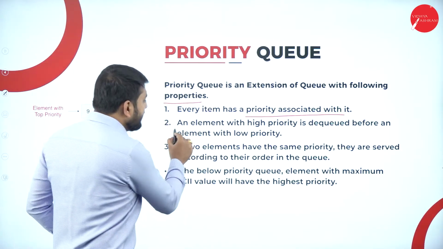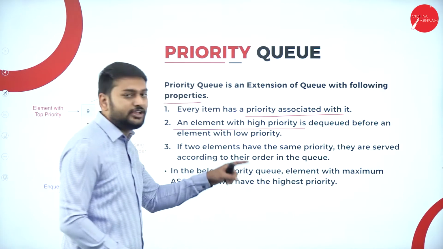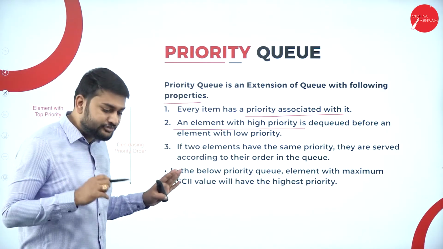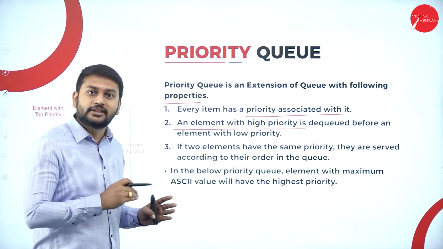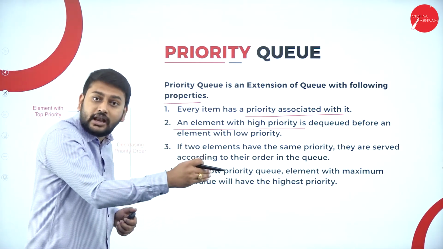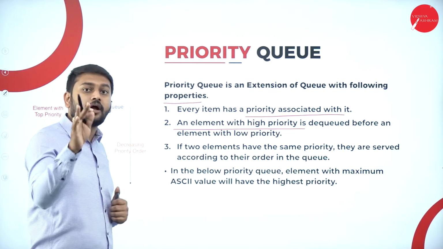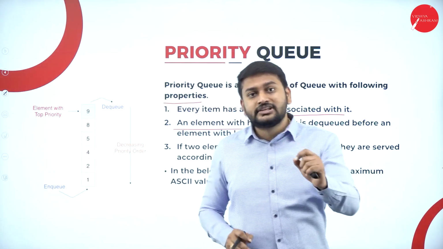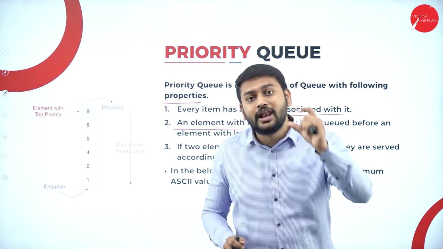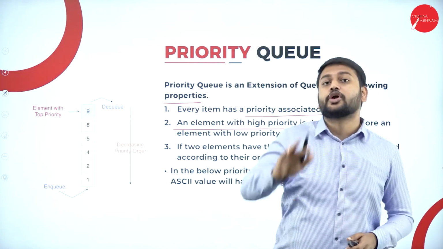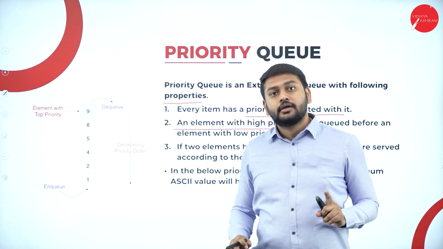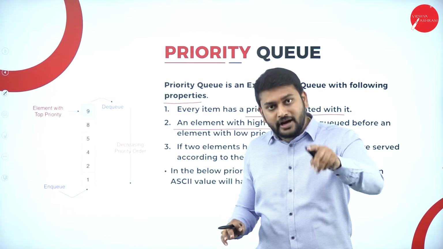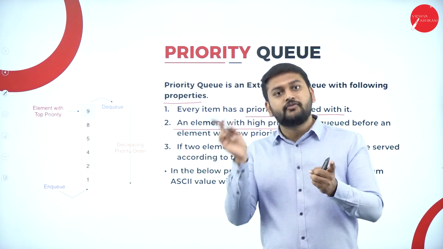Second point, an item with the highest priority is dequeued before any item with the lowest priority. You have already seen in the previous concept that deletion always happens at the front end. But when it comes to the priority queue, the deletion, that is dequeue, will always happen with the element which has the highest priority, not at the front end. The element which is at the front end is not removed; the element which has the highest priority will be removed.